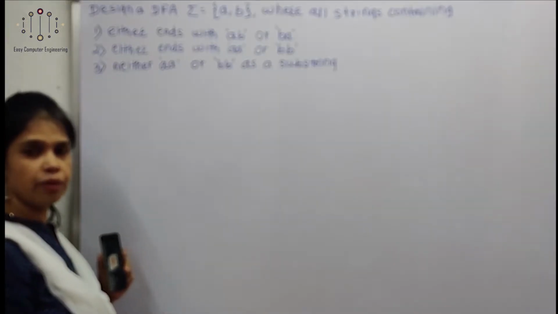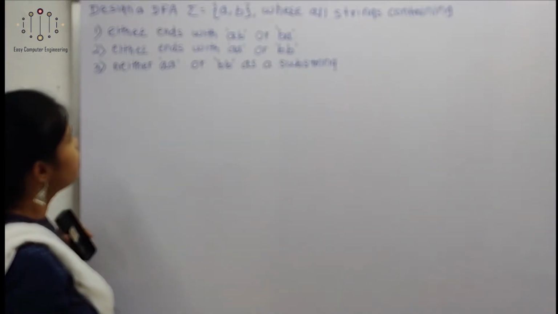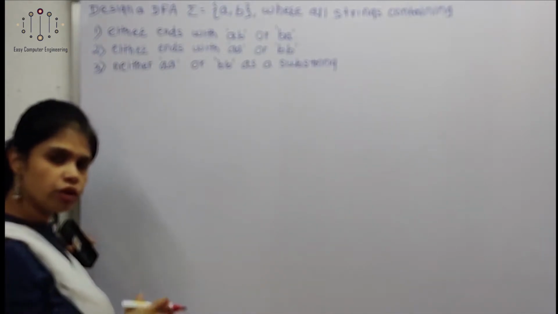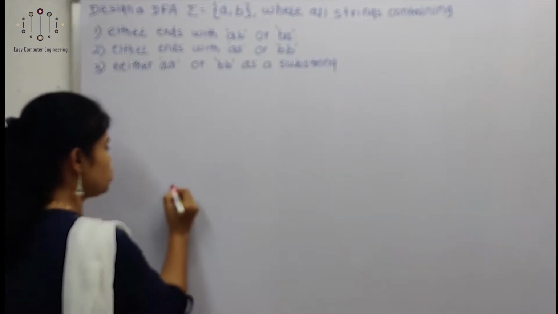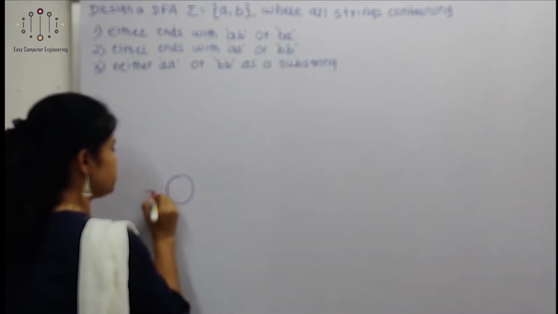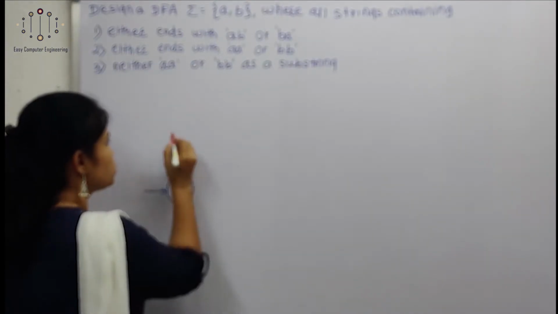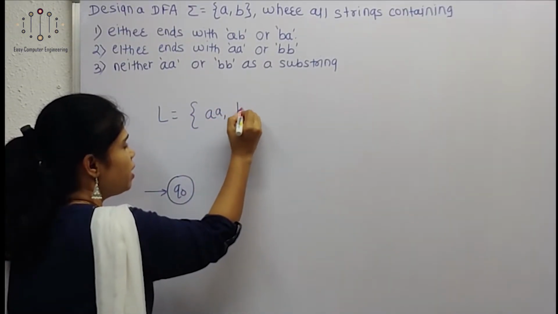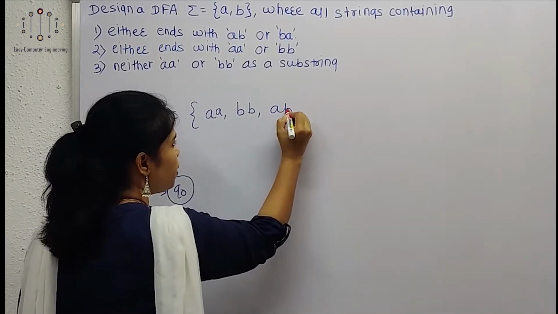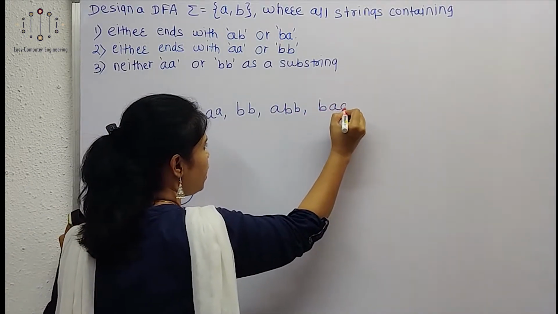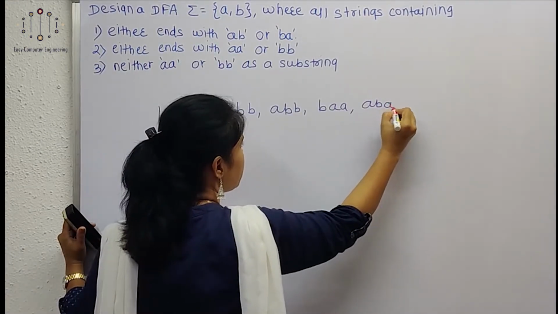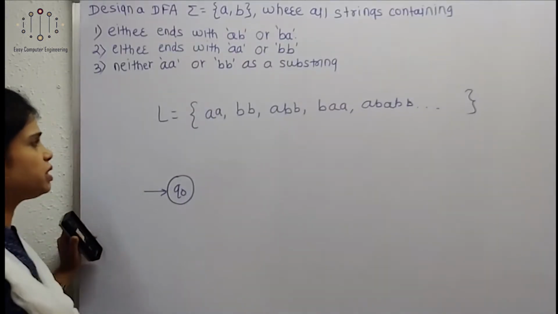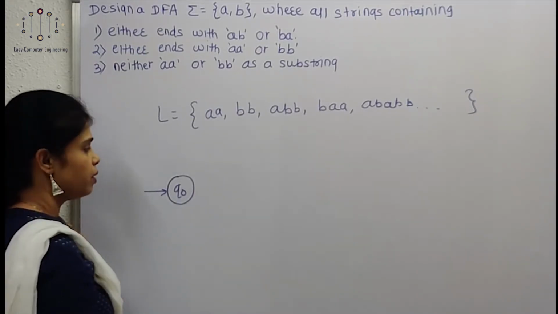Now the next example we are going to see: all strings that end with either AA or BB. So the same logic we are going to apply here. This will be our initial state, Q0. All strings end with either AA or BB, so the minimum string is AA or BB. Then ABB, BAA, ABAB, and so on, like this.